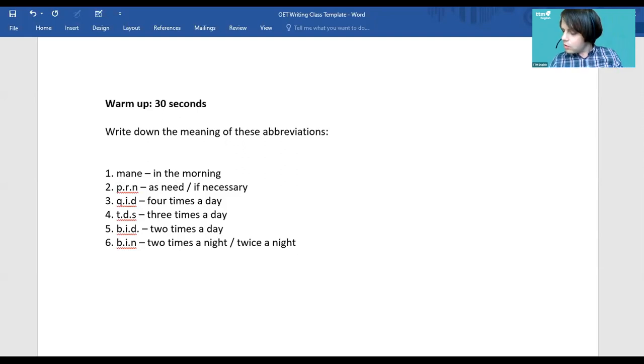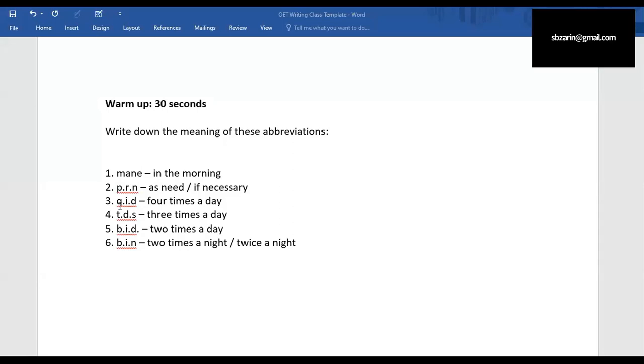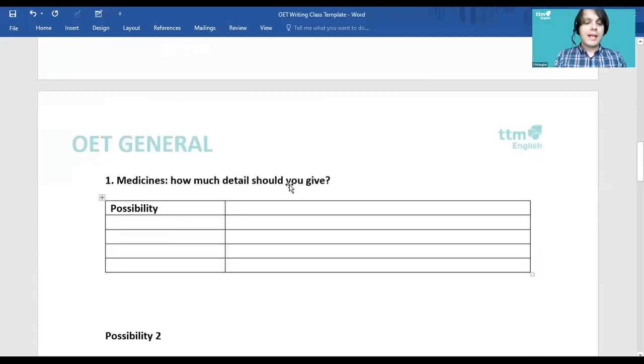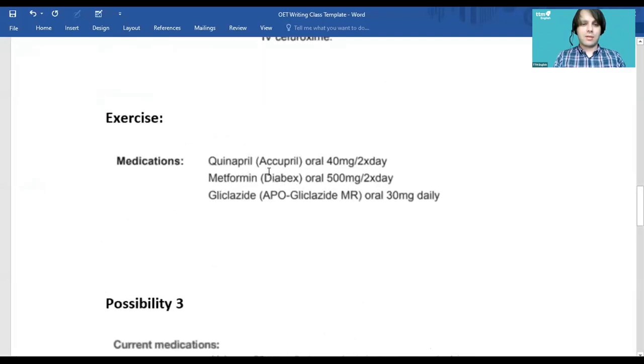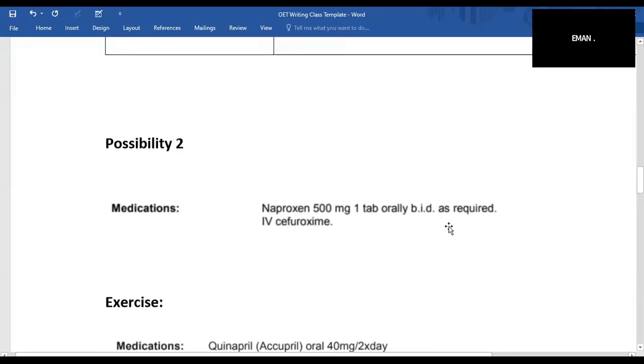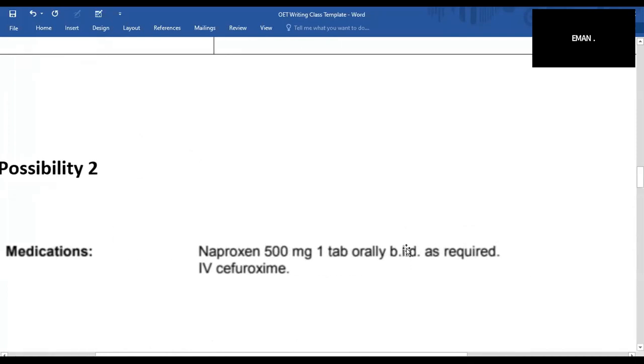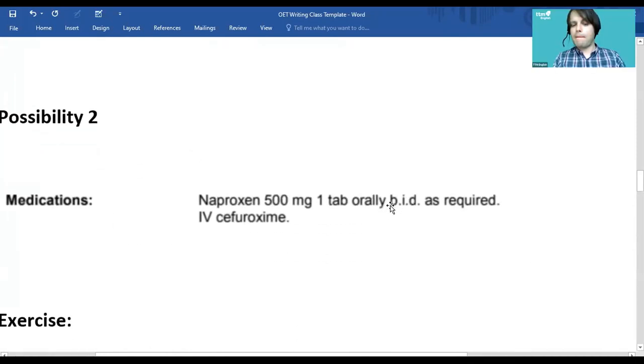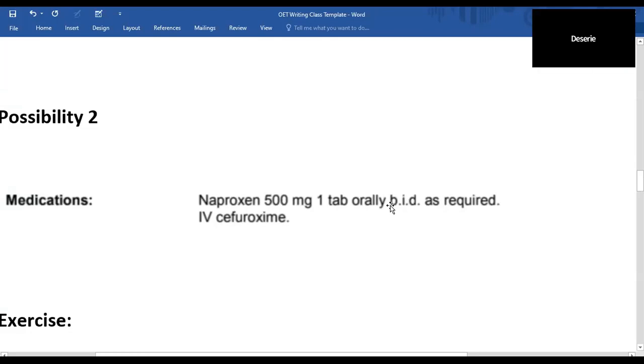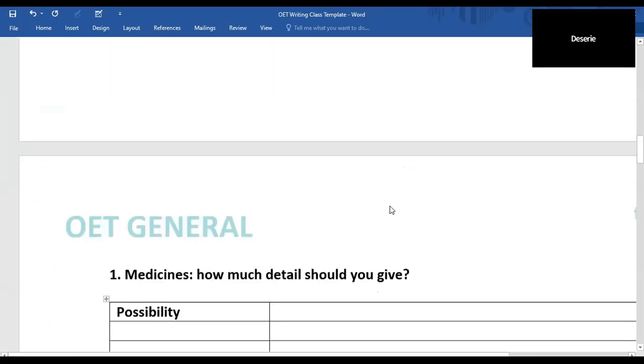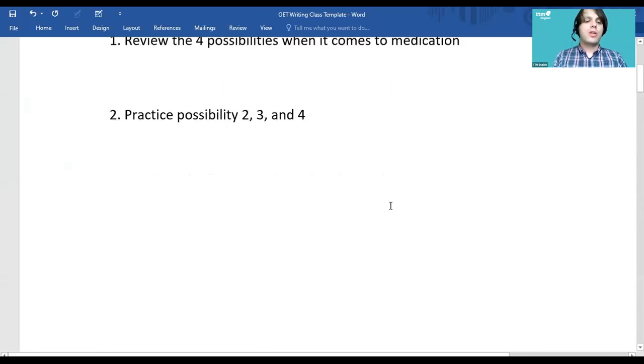So when do we see acronyms like this? Let me ask that question to Eman. Are you there? So when do you see things like this in OET? In the case notes. We see them in the case notes, don't we? Talking about the medication. It would be in a medication chart like this, right? Here we go. So what does that one mean again? BID? Twice a day. Good. So you're in the exam and you are trying to write medication.